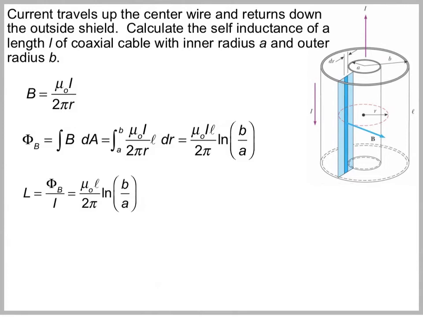I want to calculate the self-inductance of a length L of the coaxial cable with an inner radius a and an outer shield radius b.